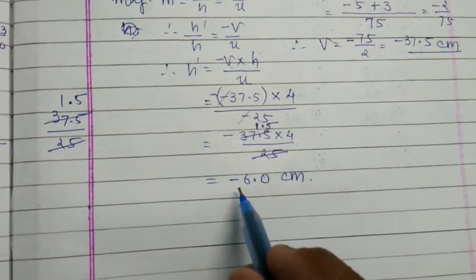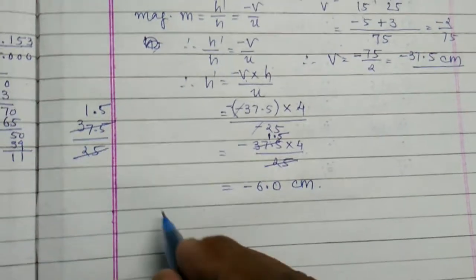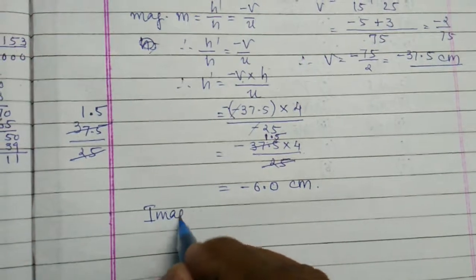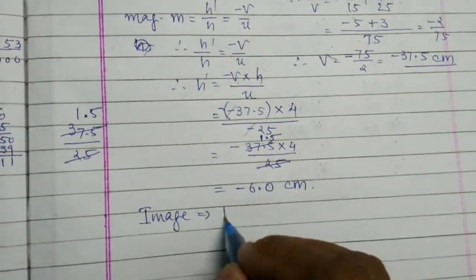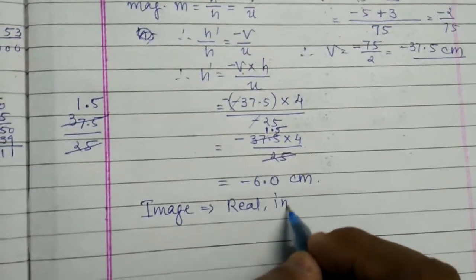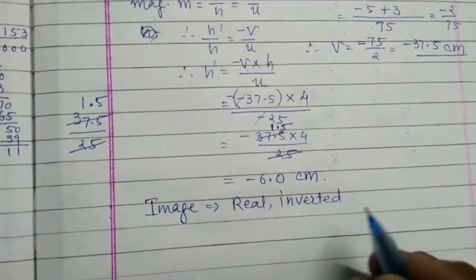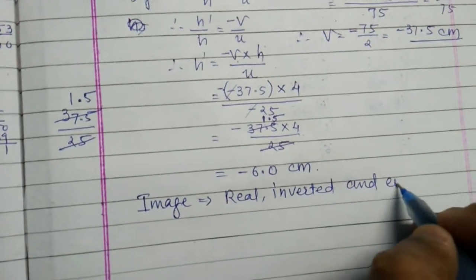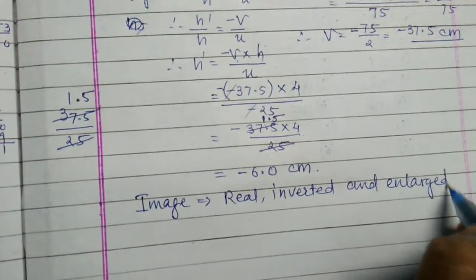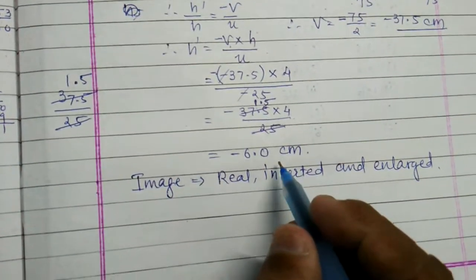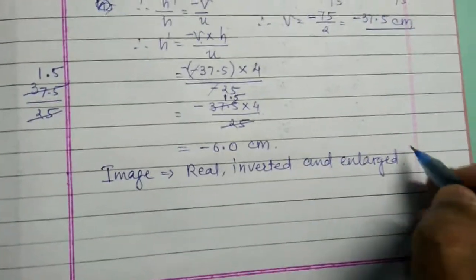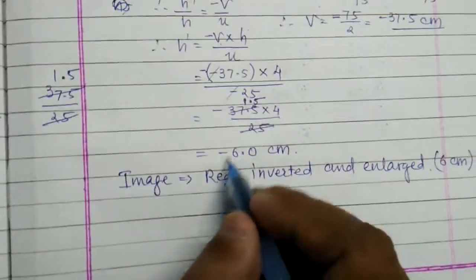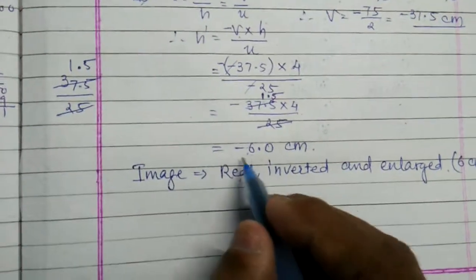Minus means it is inverted. So the image is real, inverted and enlarged, because it is bigger than the object. Real means minus. Inverted means minus.